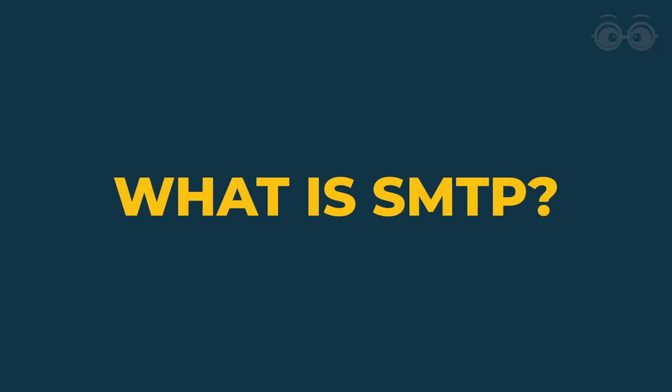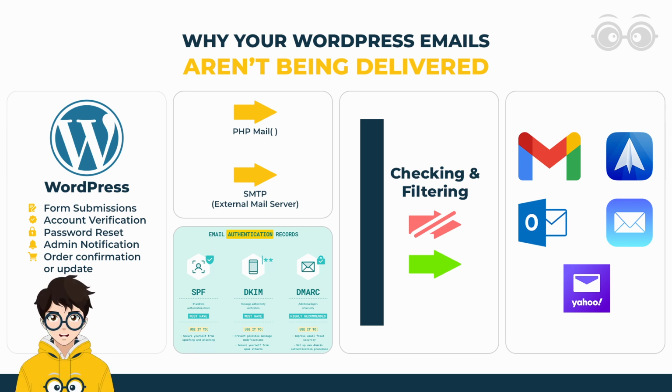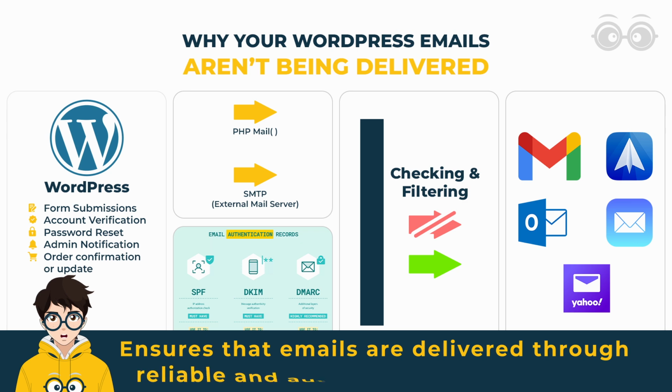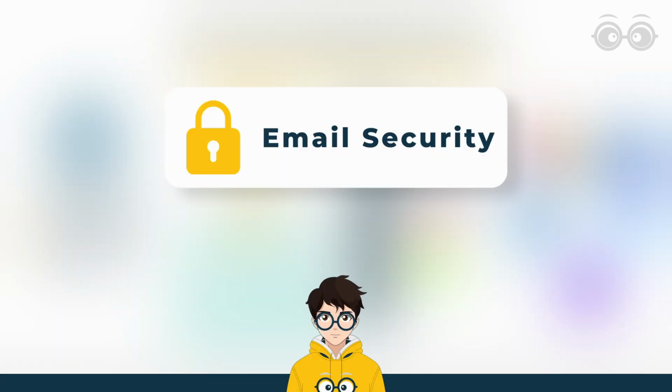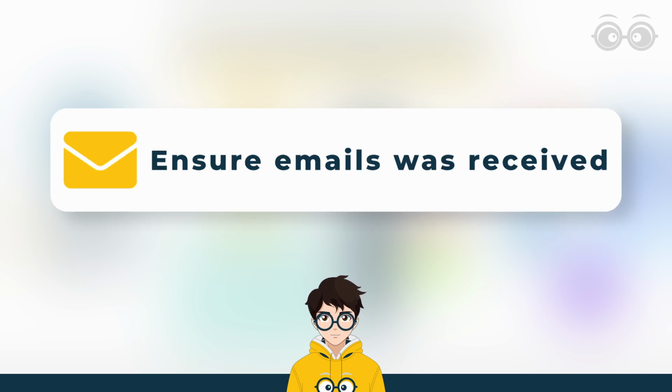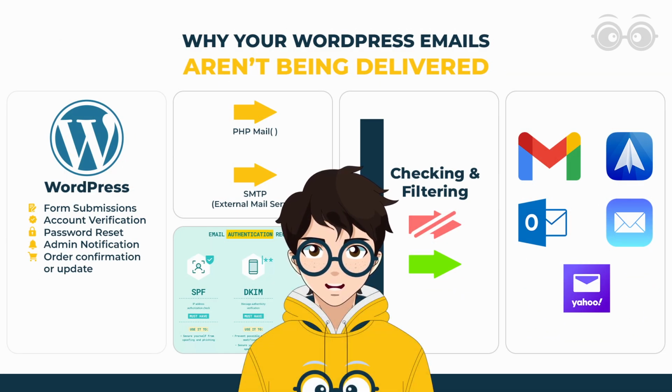So what is SMTP? SMTP, or Simple Mail Transfer Protocol, is a standard technology used for sending emails across the internet. Unlike WordPress default PHP mail, SMTP ensures that emails are delivered through a reliable and authenticated mail server. This helps improve email security, prevents spam filtering, and ensures emails reach the recipient's inbox instead of a spam folder. So SMTP ensures that your emails are sent using an authenticated email server, significantly improving deliverability.